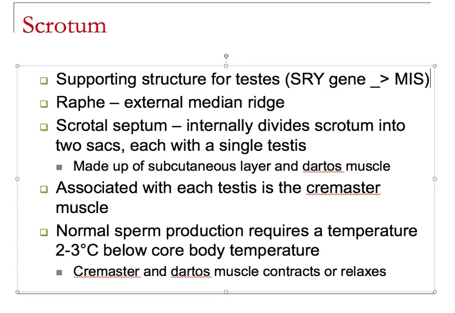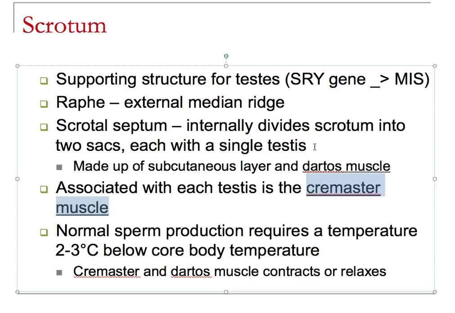The middle of the scrotum on the exterior surface is the median ridge. And you actually have the scrotal septum that divides the two testicles into right and left halves. And it's made up of a subcutaneous layer as well as a dartos muscle. That dartos muscle will become a little bit more important in a moment, as well as the cremaster muscle.